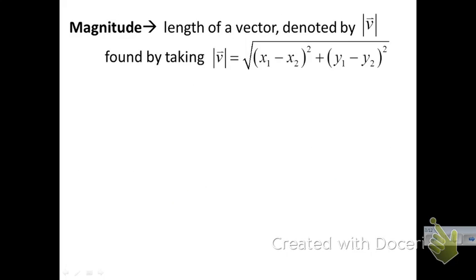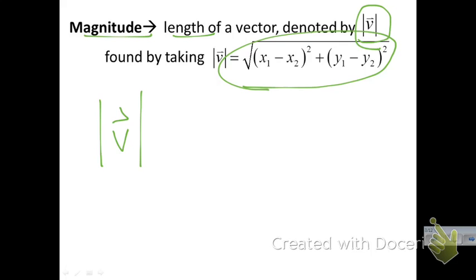Your magnitude is just the length of a vector. It's denoted by the absolute value of the vector, and we're looking for the magnitude, the length. Sometimes we call it the distance, and it's found by taking this formula here, which you should recognize as the distance formula.